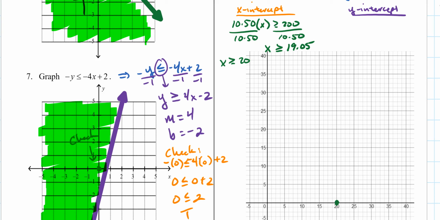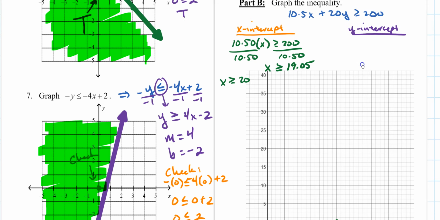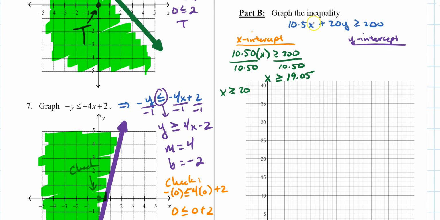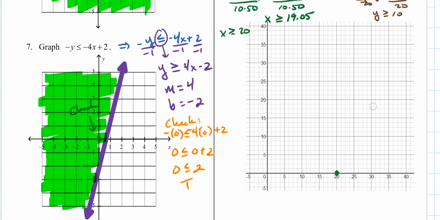Y-intercept, same thing, but this time I'm only selling hoodies, so the t-shirts part is gone. So I have 0 t-shirts, so I just need to know $20 times how many hoodies is greater than or equal to $200. Well, divide by 20. Y is greater than or equal to 10. I'm going to plot that point now. A closed circle at 0, 10. Now I can connect those 2 dots.